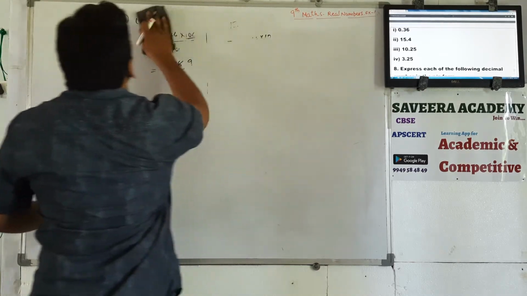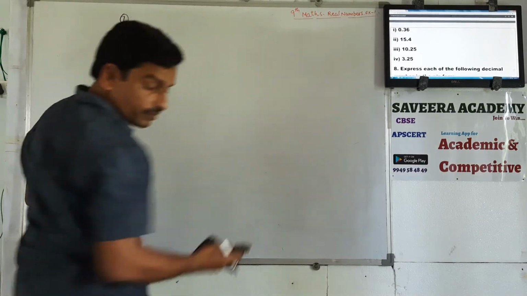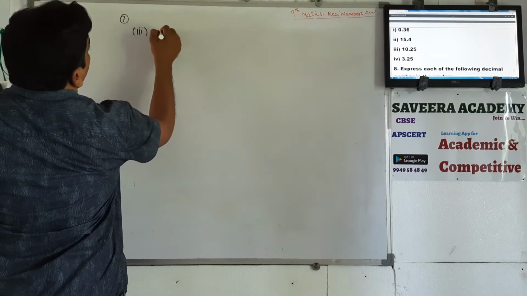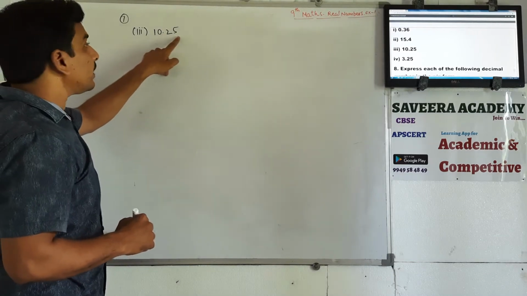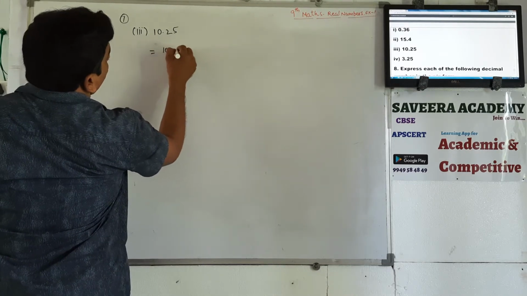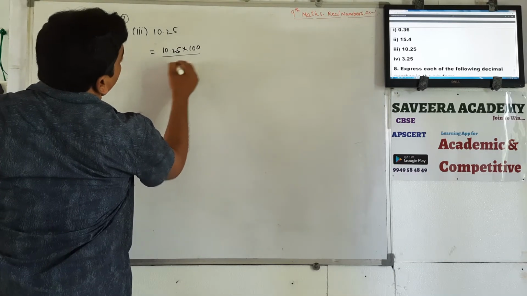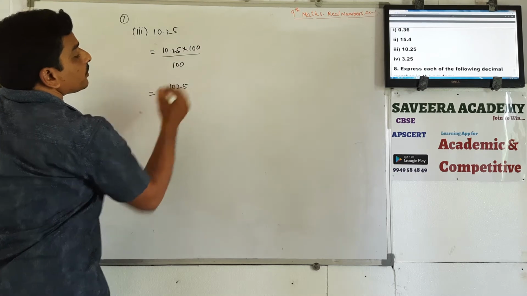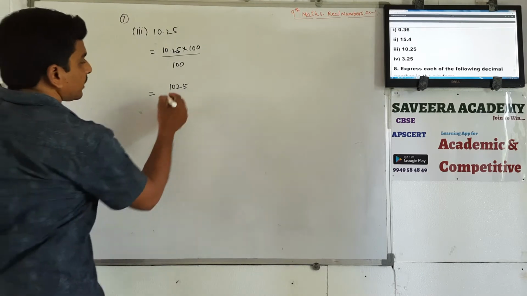Now let us see the third question, 10.25. After the decimal point there are two digits. So multiply and divide with 100. Then this becomes 1025. We have used this 100 for the multiplication, and the decimal point moves towards the right side.